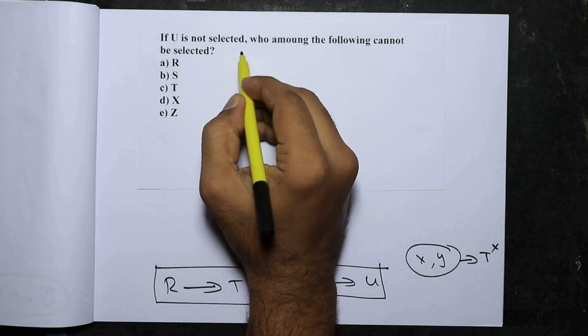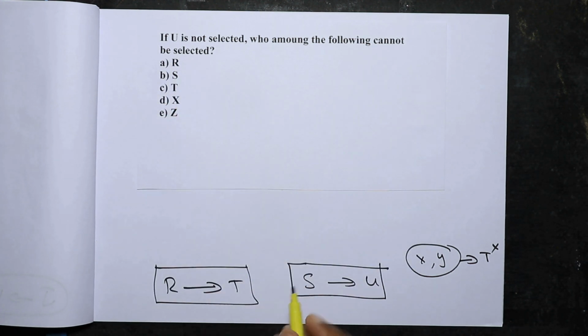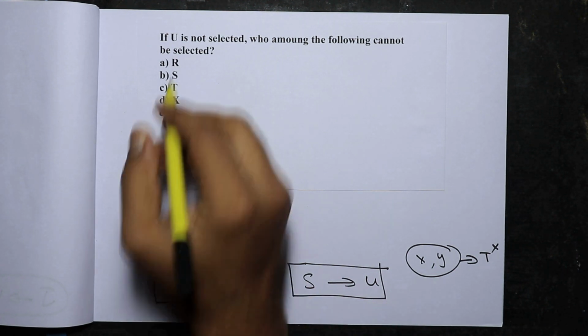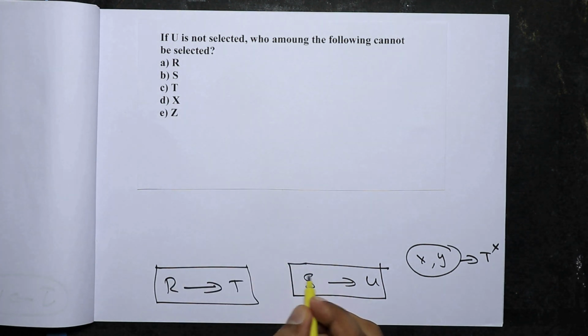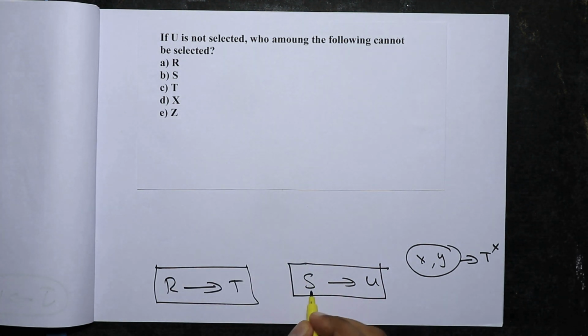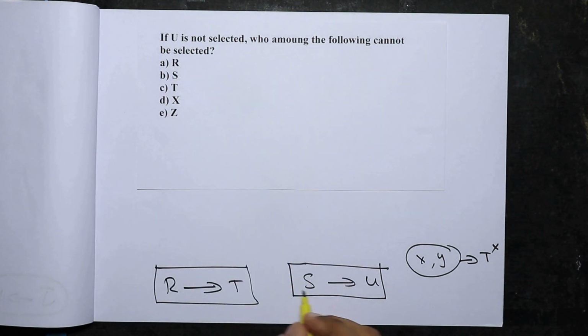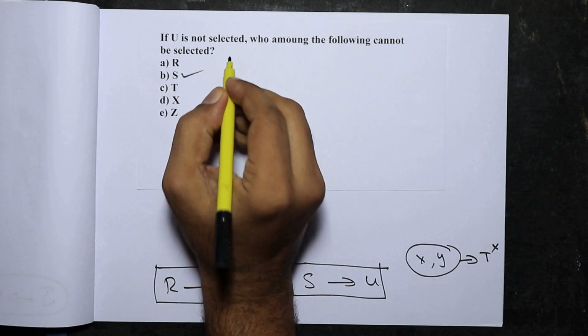If U is not selected, who among the following cannot be selected? Now if S is selected, U necessarily should be selected. Now U is not selected, which implies that S also cannot be selected. Because if S is selected, U should be there and U is not selected. So S cannot be selected. So if U is not selected, the one who cannot be selected is option B, S.